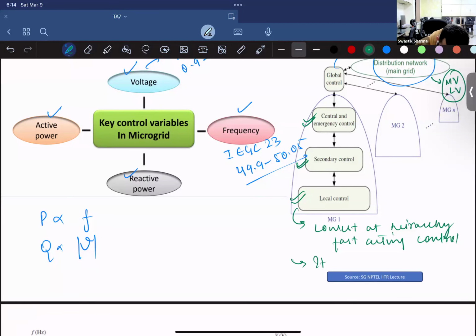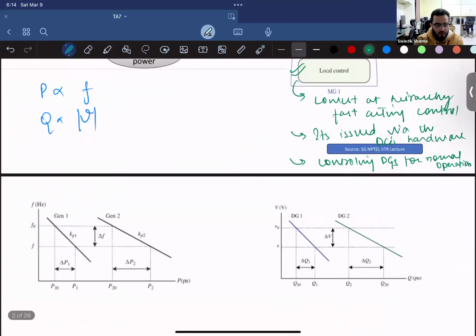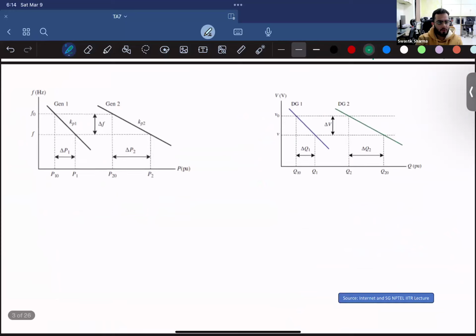So it's issued via the DG's hardware. So these controls affect the DGs to maintain a normal mode of operation. So this helps in controlling DGs for normal operation, right?